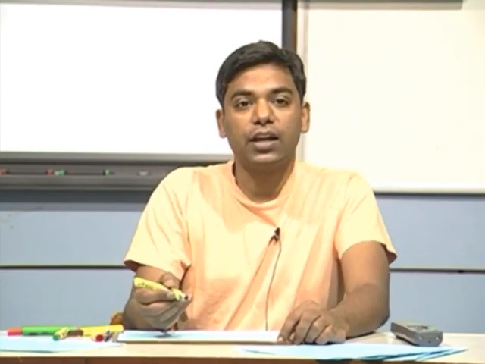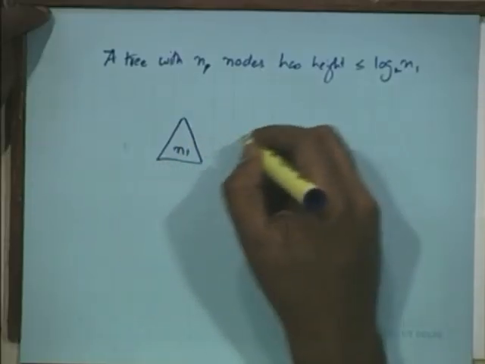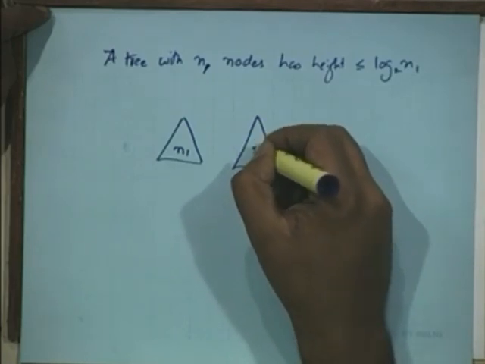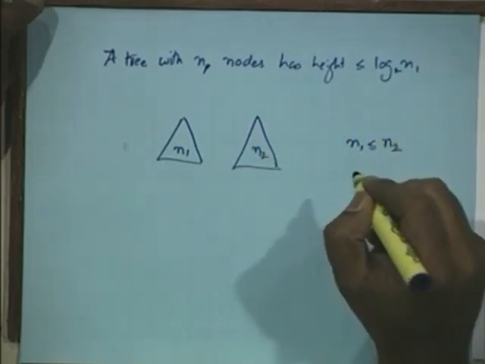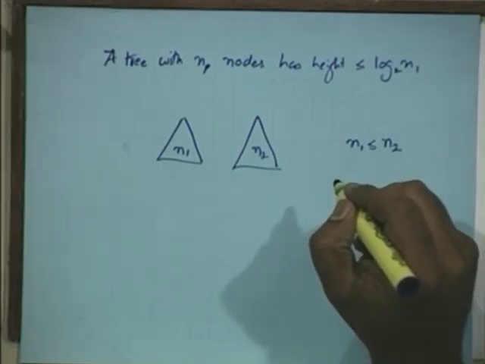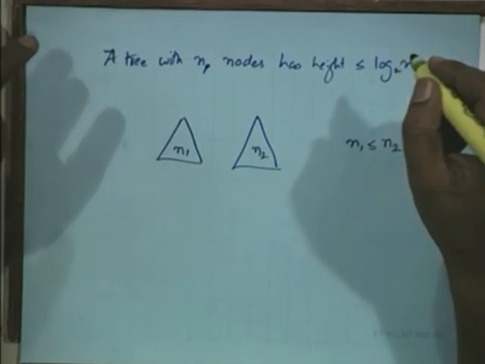Or if n1 is equal to n2, then it will be n1 plus 1. Good. So let's use induction. I'm not going to write down the proof formally, but I'll tell you what the procedure is. I am combining two trees, one with n1 nodes, the other with n2 nodes. Without loss of generality, let's say n1 is less than or equal to n2. Let's assume that the induction hypothesis is true till this stage of my procedure.